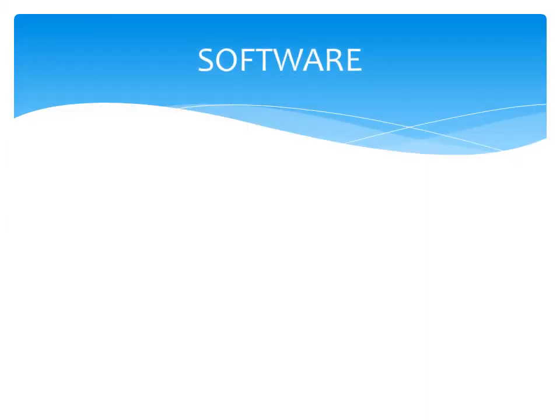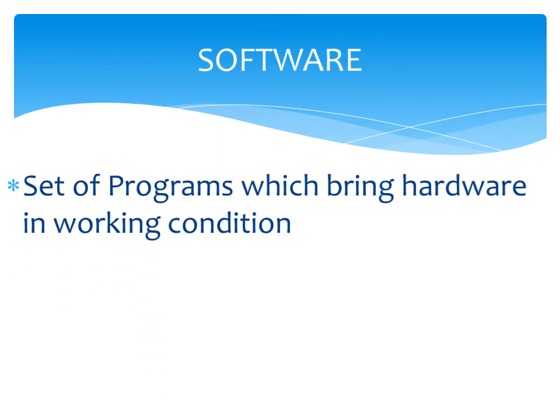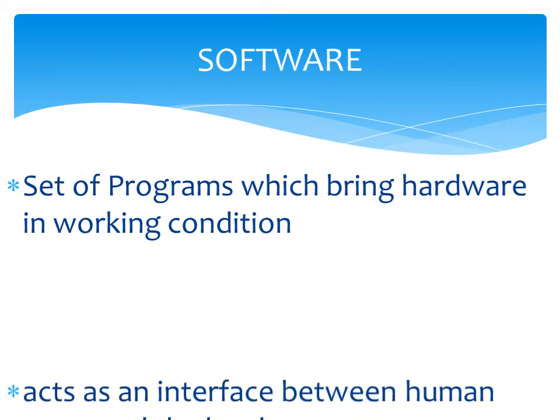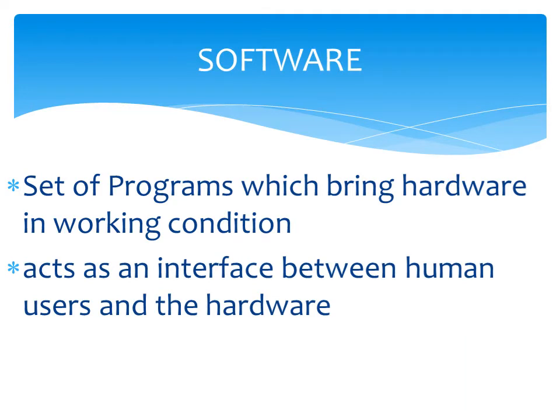What is software? We have already studied in our first class of IP that the set of programs or instructions which bring hardware in working condition is called software. If we think deeply, software is the only media which makes the hardware of computer understand our instructions and operate accordingly and give us the desired result. So we can also say software is an interface between computer hardware and human being, that is user.